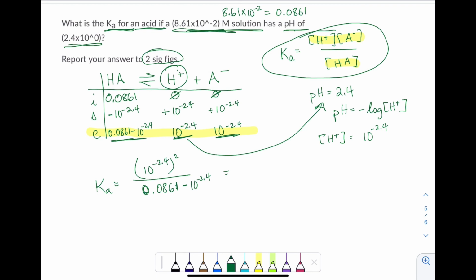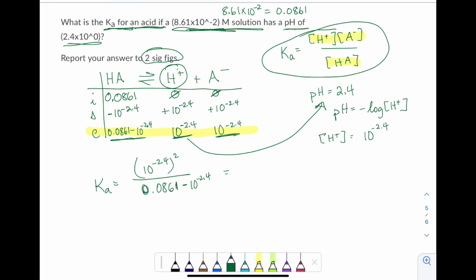So here we go. I'm punching it in. This is one of those calculations where it's so easy to go wrong. So you might want to plug it in a couple of times until you get really comfortable with your calculator. So that's the numerical answer that I get for the value of Ka. You want to report it to two significant figures.